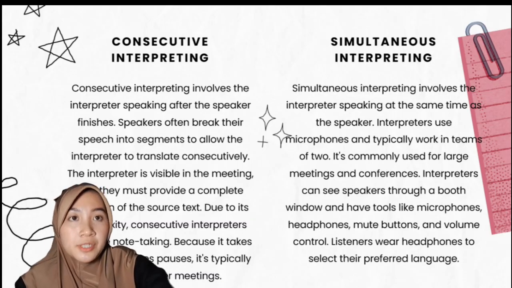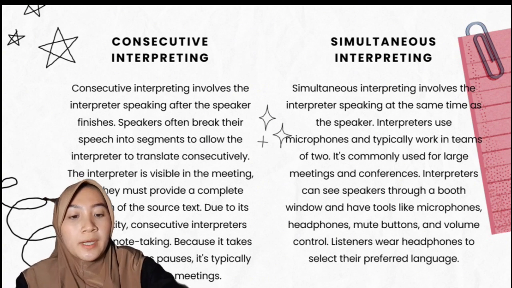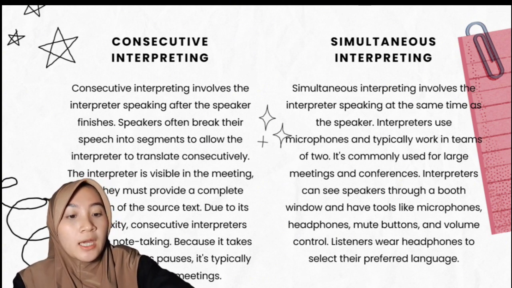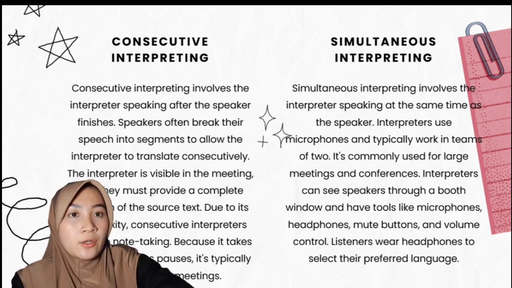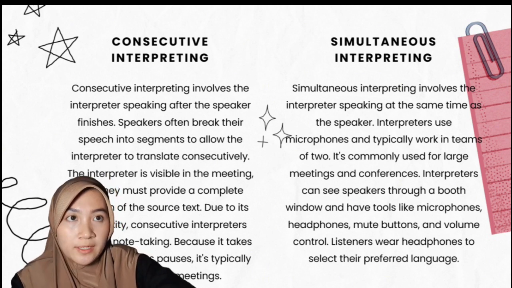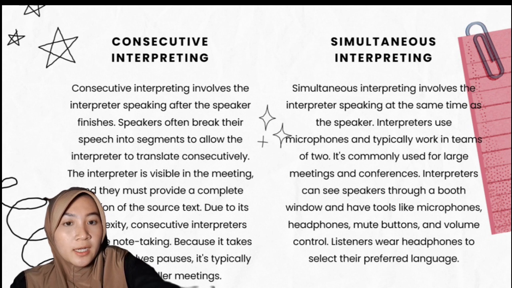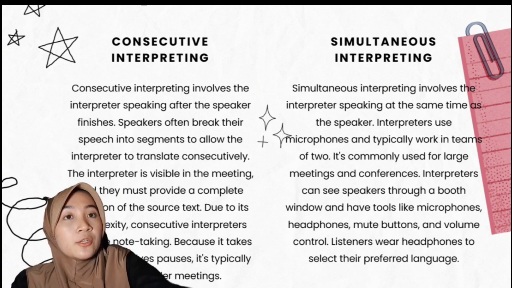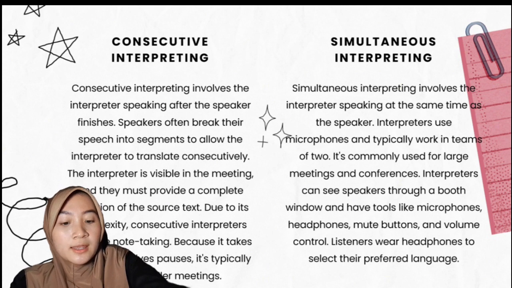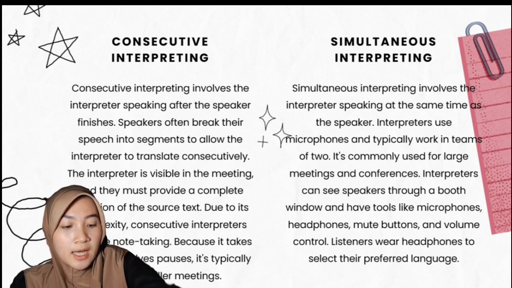The first one is consecutive interpreting. Consecutive interpreting involves the interpreter speaking after the speaker finishes. Speakers often break their speech into segments to allow the interpreter to translate consecutively. The interpreter is visible in the meeting, and they must provide a complete rendition of the short text. Due to its complexity, consecutive interpreters may use note-taking. Because it takes time and involves pauses, it's typically used in smaller meetings.